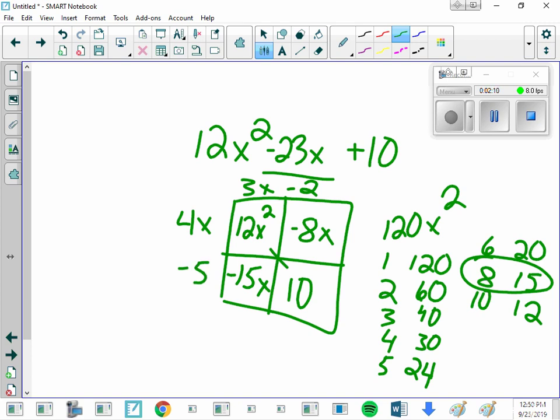And you should always check, is negative 5 times negative 2 equal to 10? Yes, so I did it correctly. The factors are 3x minus 2 and 4x minus 5. Do I need to write equals 0 and find the roots? No, because the worksheet says factor only.